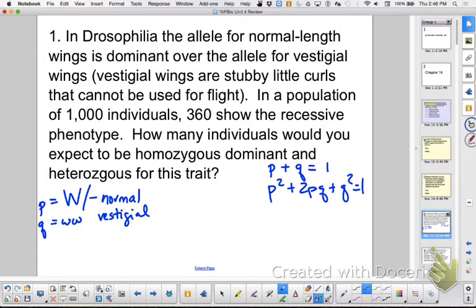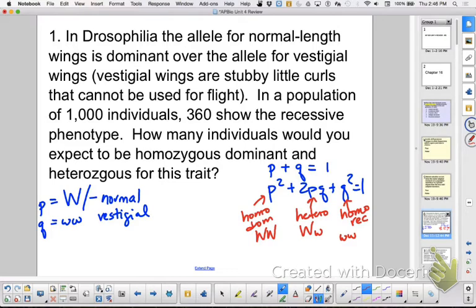This right here is representing homozygous dominant. P squared would be like big W, big W. This right here is representing the heterozygotes. This would be big W, little w. And this right here is representing the homozygous recessive, which would be little w, little w. That would be the first thing you want to understand.